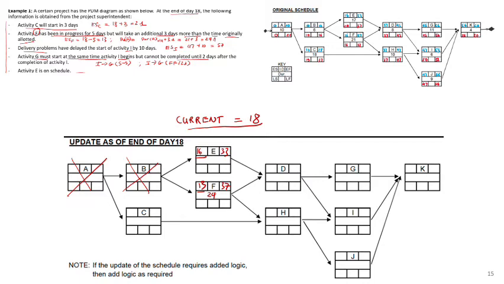All right, next let's do activity C. Activity C will start in 3 days, and based on that we got the new start of activity C, which is 21. And no information about the duration of C, so the duration has to be the same as the original. So you got 18, and from that you got the finish of 39.